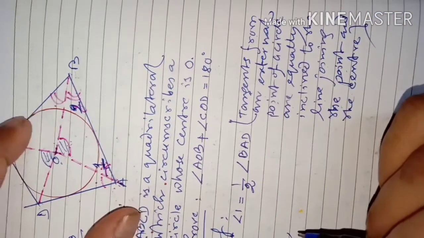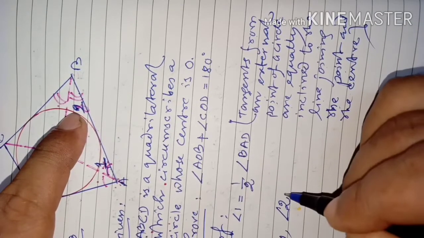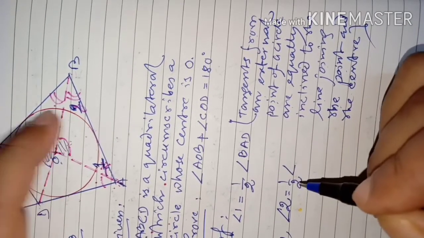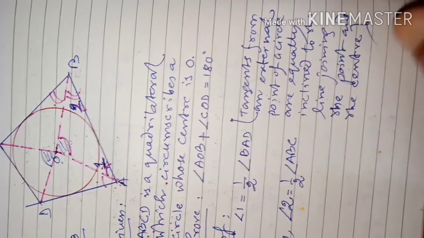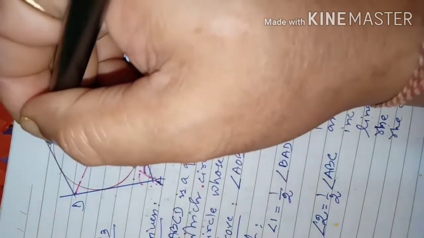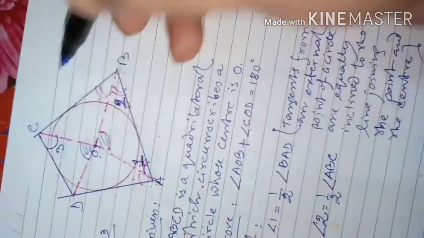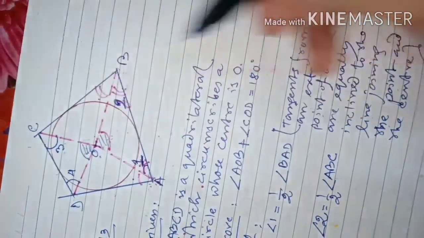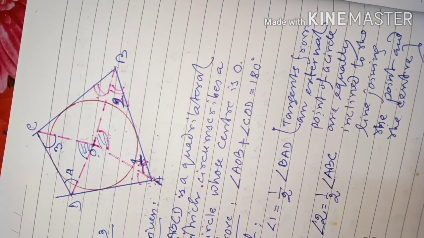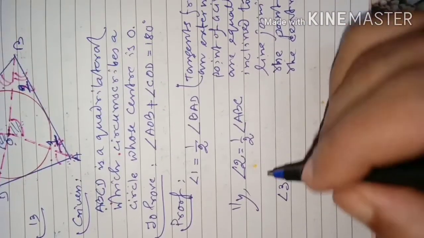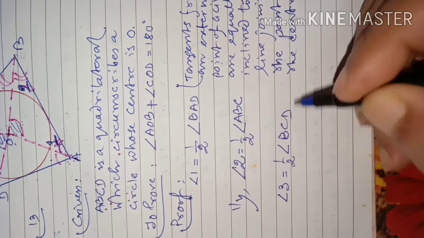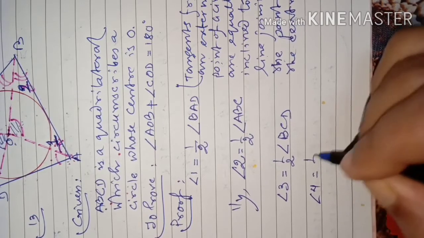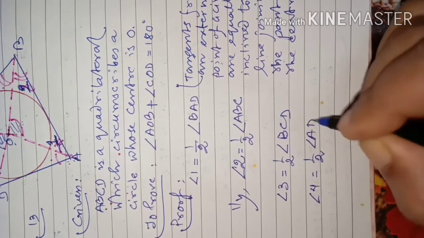Similarly, you can say angle 2 also is half of angle ABC. Then, the same way, let us mark this angle as 3, which is half of angle BCD. This angle is 4, suppose, which is half of angle ADC. Like that you can say angle 3 is equal to half of angle BCD, and angle 4 is equal to half of angle ADC.